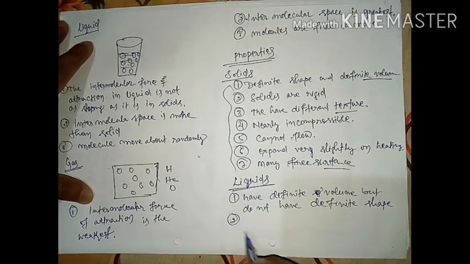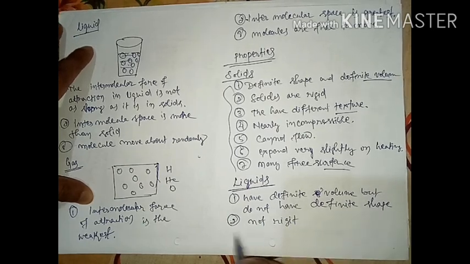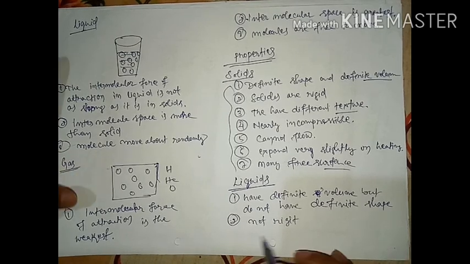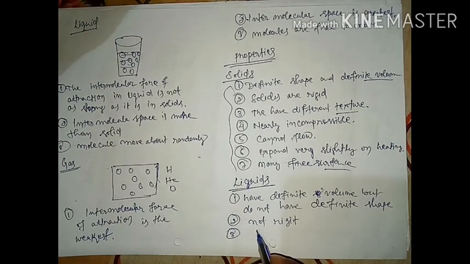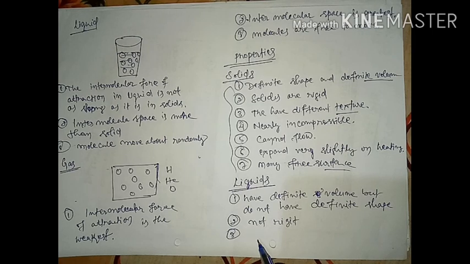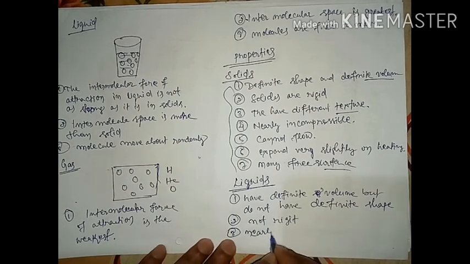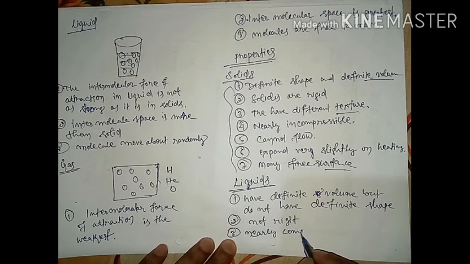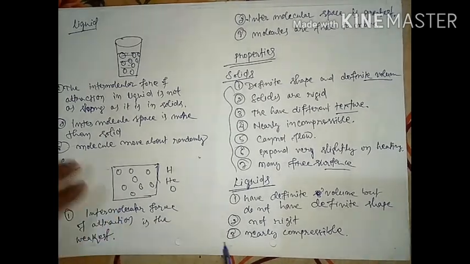Then second point, not rigid. They're not tight. Rigid means tight, how tight that body is, so not rigid. Then third point, next we can write whether that body is compressible or not compressible. So liquid is nearly compressible, but not like gas. You can compress a little but not that much. Nearly compressible. Understood this one?